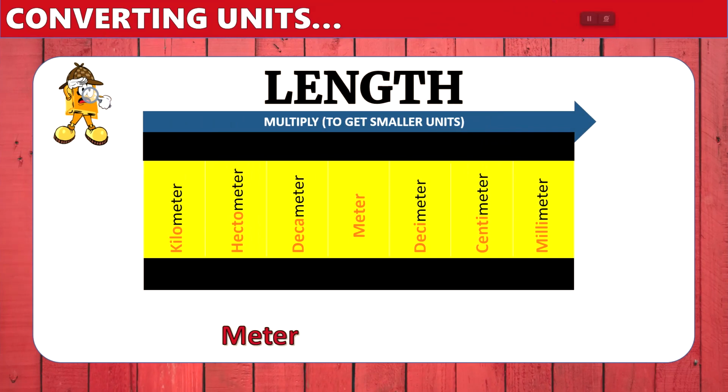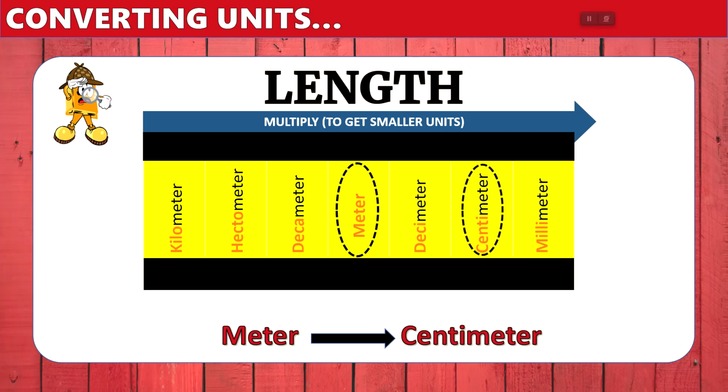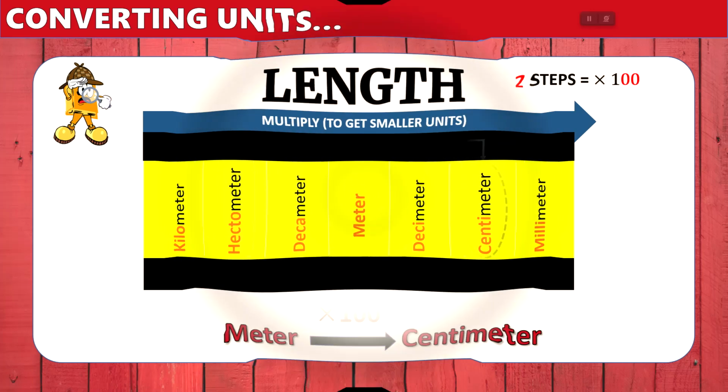Let's try another one. If we wanted to go from meters to centimeters, we can see we're going in the right direction, to the right-hand side. Here is meters, and centimeters is right here. We have to first go from meters to decimeters, and then from decimeters to centimeters. Each one we have to multiply by 10. So in order to get from meters to centimeters, we multiply by 10 and then multiply by 10 again. So we have two steps. When we multiply 10 by 10, that's the same thing as multiplying by 100.